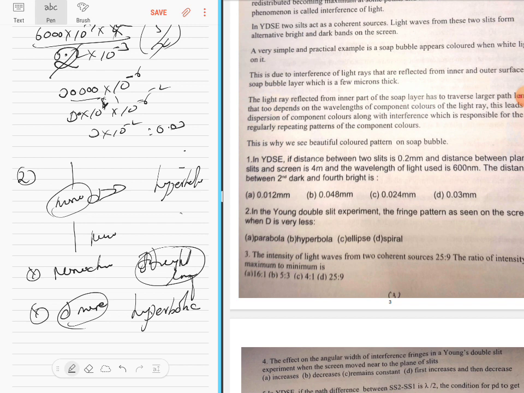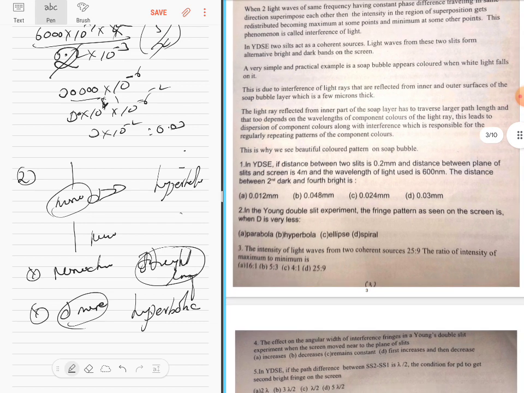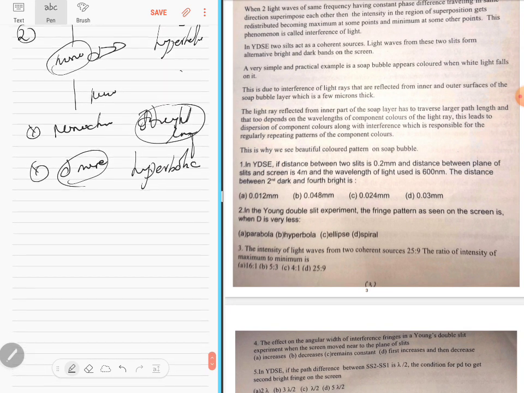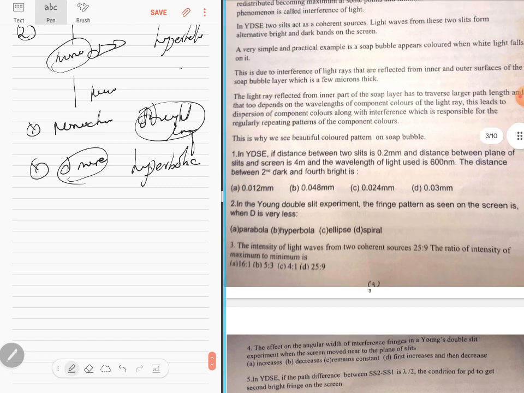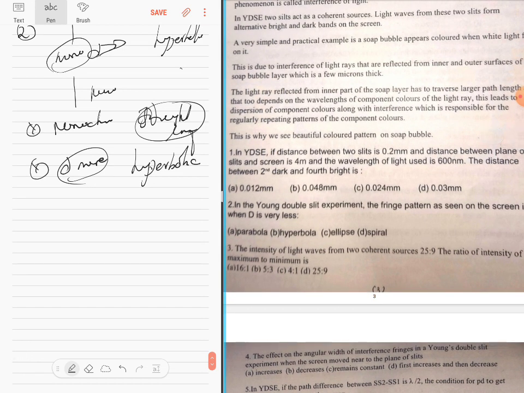But continuing with where we left off: in Young's double slit experiment, the fringe pattern seen on the screen when capital D is very less. I thought small d being more gives hyperbolic. What about capital D being very less? That I didn't learn. When capital D is very less, what happens to the shape? Let's learn that.